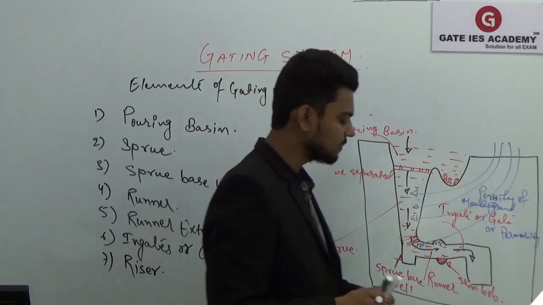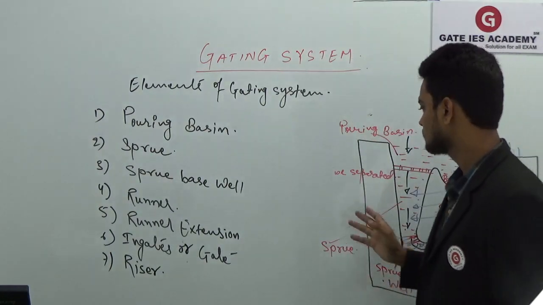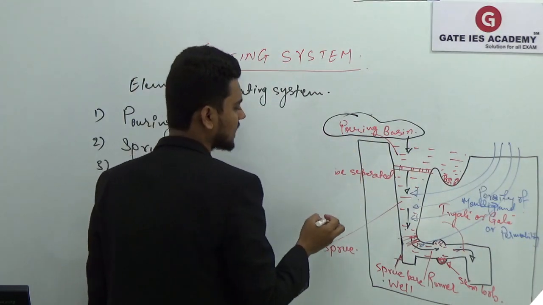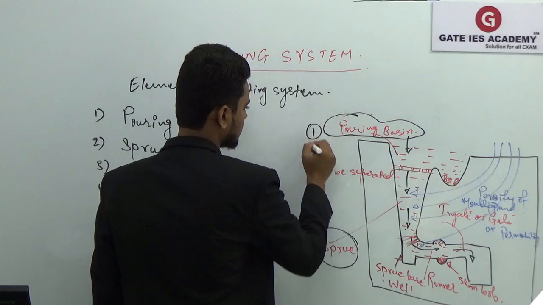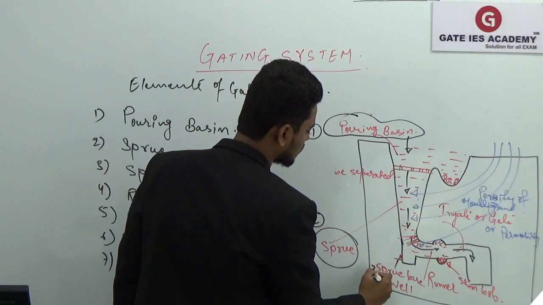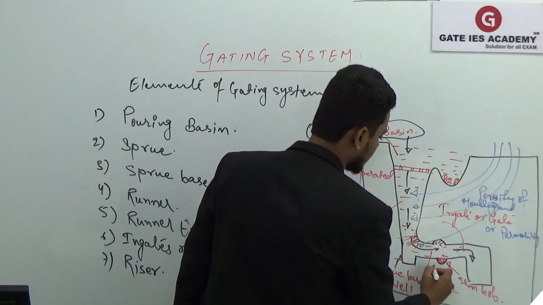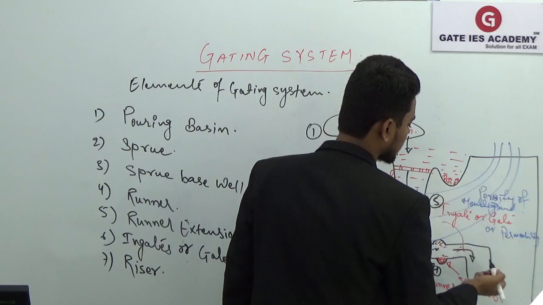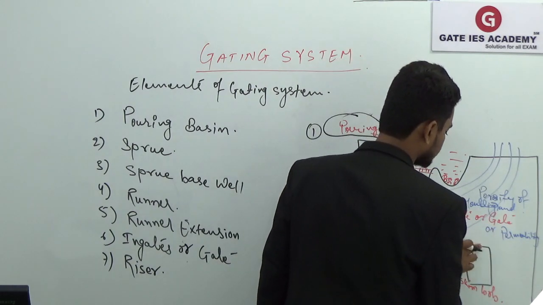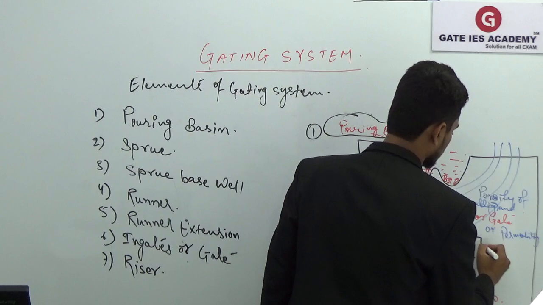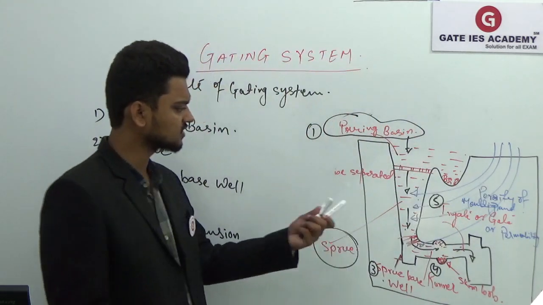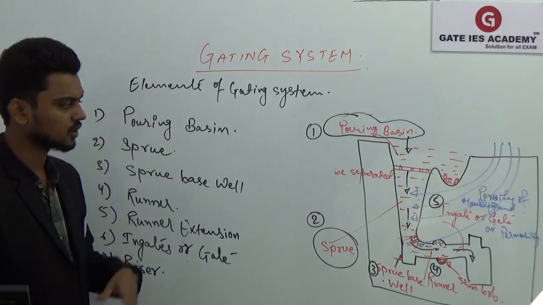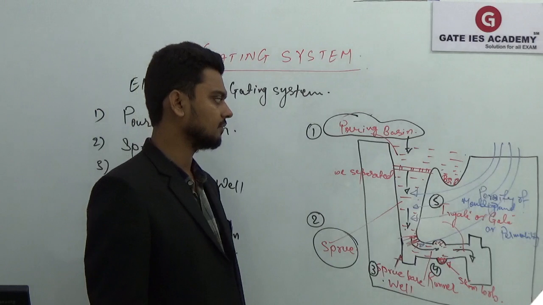So these are the different elements that we have in your gating system. The first element is the pouring basin. It's nothing but a reservoir of molten metal. The second element is the sprue. The third element is the sprue base well. The fourth element is the runner. The fifth element is the gate, and the sixth element is a riser that is placed on the top of your mold cavity. So here it's a blind riser, up to some depth from your mold cavity.